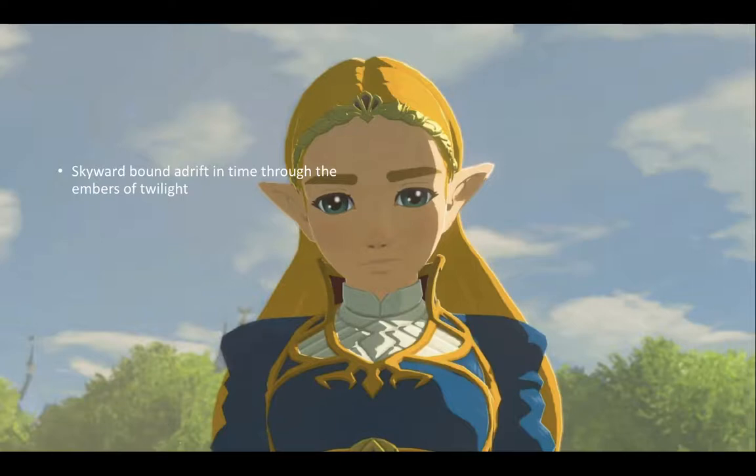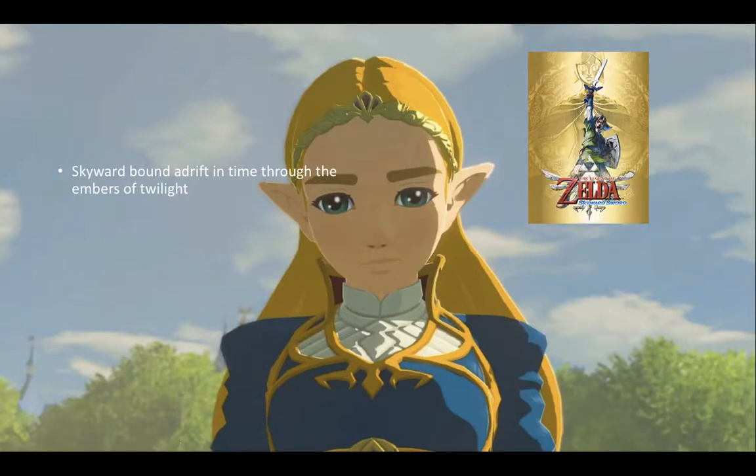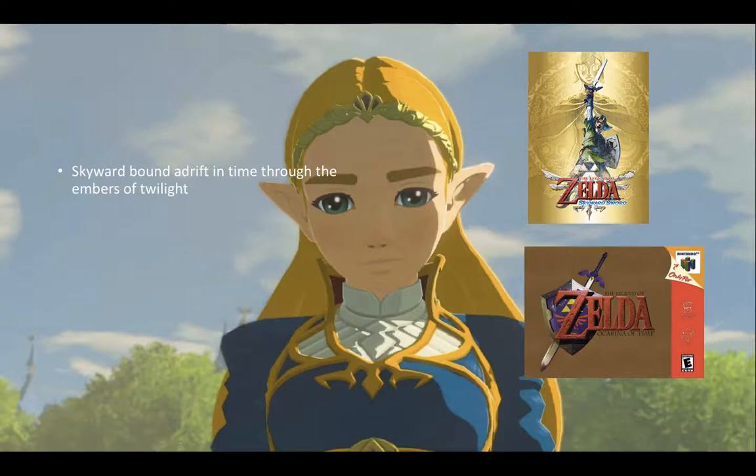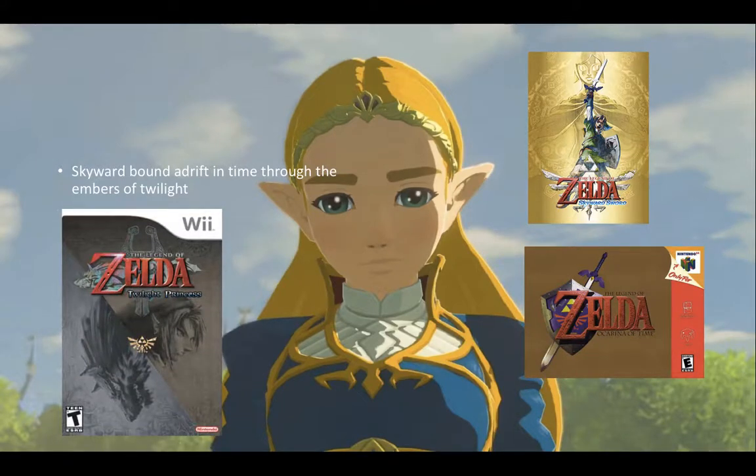Skyward bound is a reference to Legend of Zelda Skyward Sword, which came before the timeline split, and it's the first game in the official timeline. And then Adrift in Time is a reference to Ocarina of Time, since Link time travels. And then Embers of Twilight is a reference to Twilight Princess. But the thing is, Ocarina of Time in the child timeline never happened because Ganondorf gets arrested. So I don't know how anyone would know that Link traveled back in time to warn Zelda.